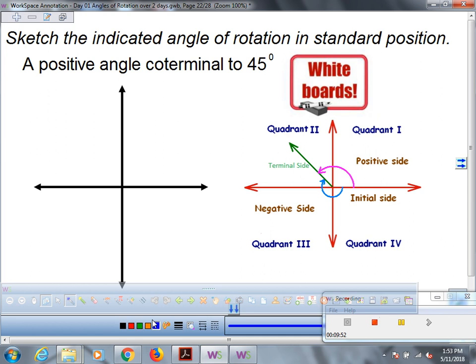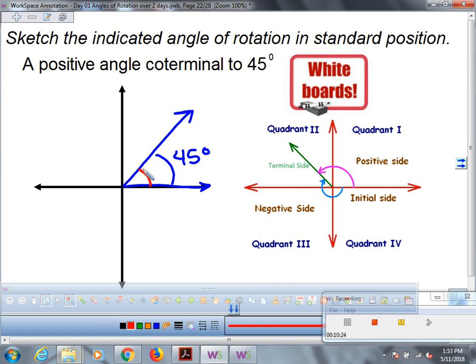Okay, so 45 degrees is right dead in between 0 and 90. So it's right there. So here's my first angle. This is a 45 degree angle. I need a positive, means I have to go in this direction, and it has to end here. If I were to end here, I would have 45 degrees. That's the same angle. I need another angle that ends there.